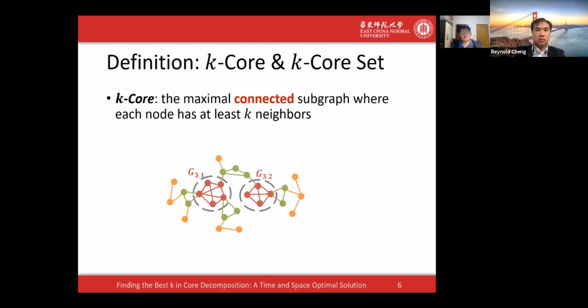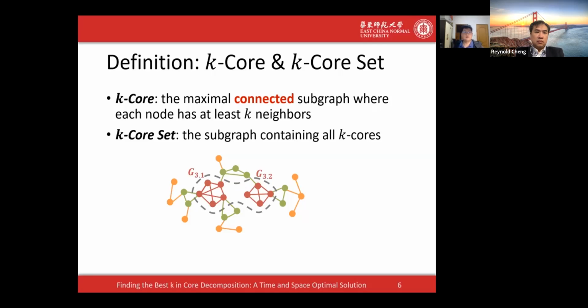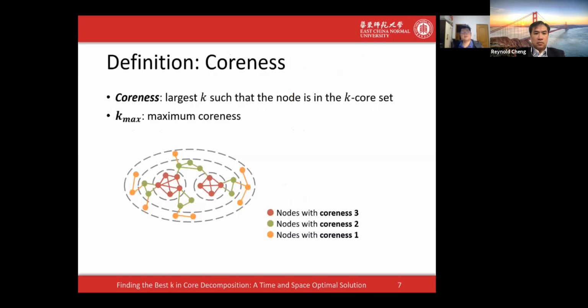K-core is the maximal connected subgraph where each node has at least K neighbors, and in the figure, there are 2-3 cores. K-core set is a subgraph containing all K-cores, and in the figure, the circled subgraph is the 3-core set. Coreness is the largest K such that the node is in the K-core set, and K-max is the maximum coreness. Coreness can divide the graph into several layers.